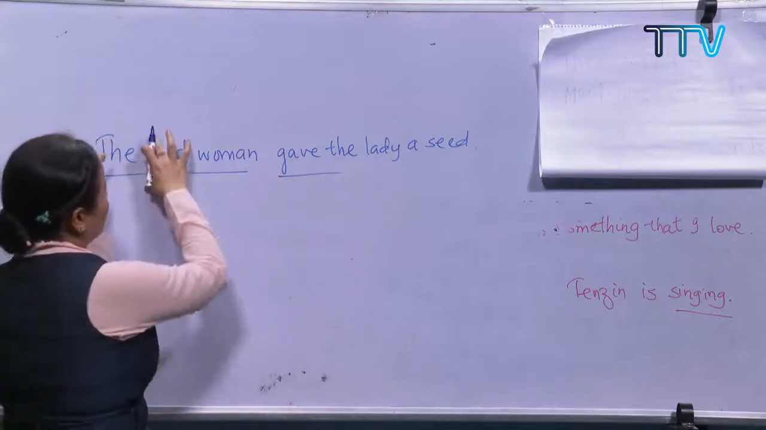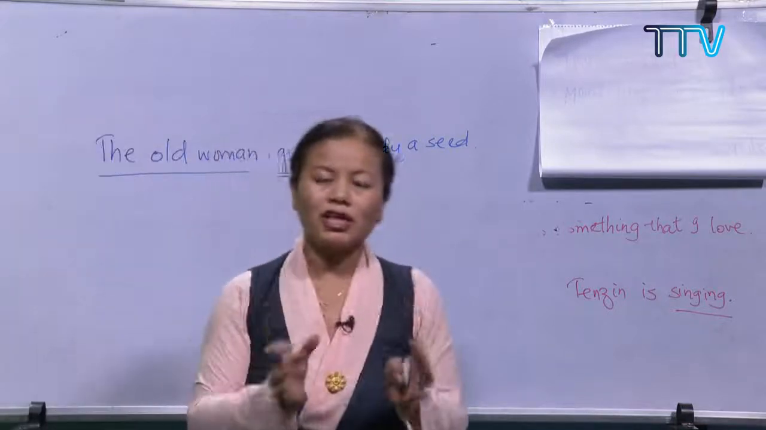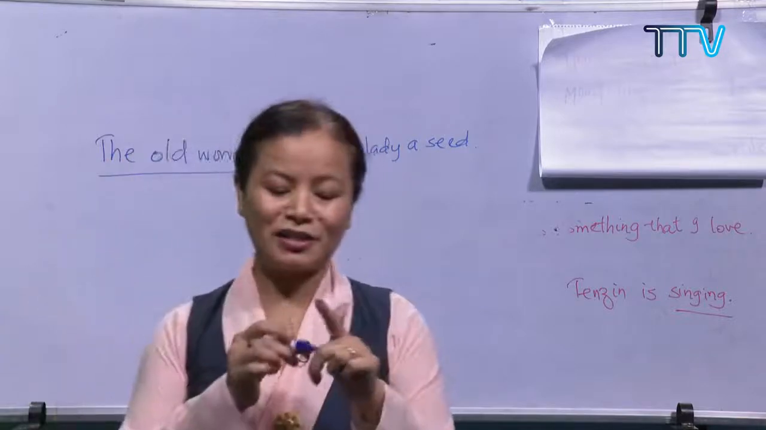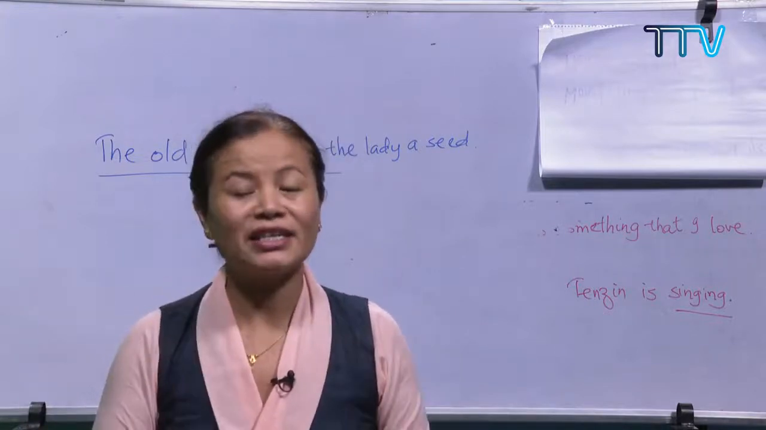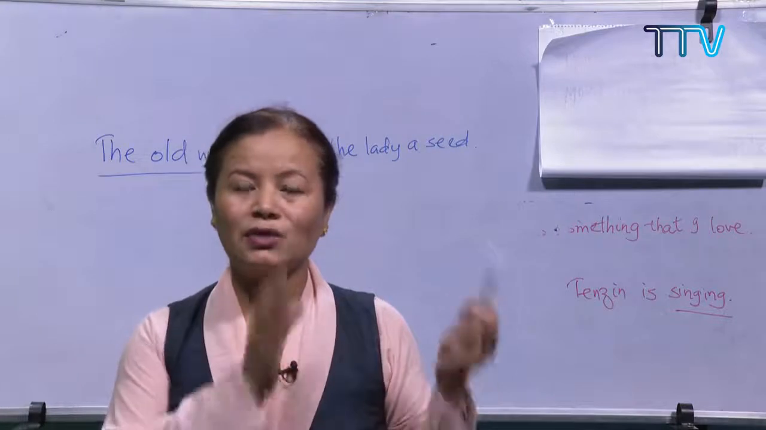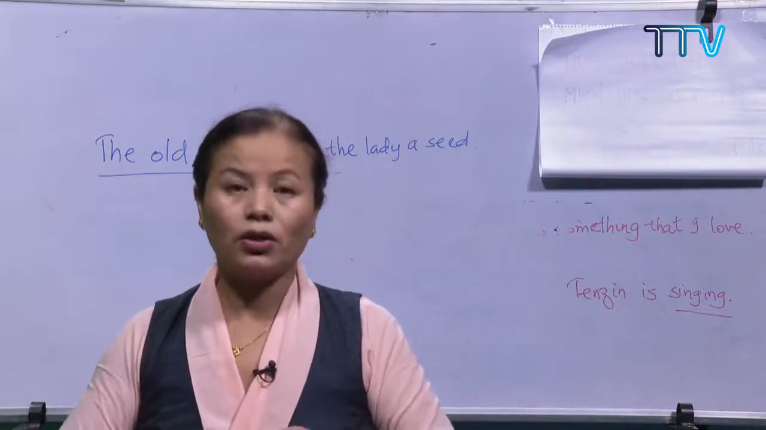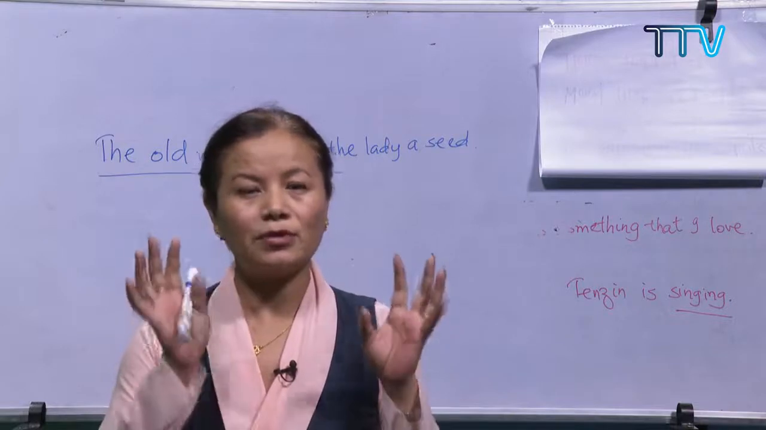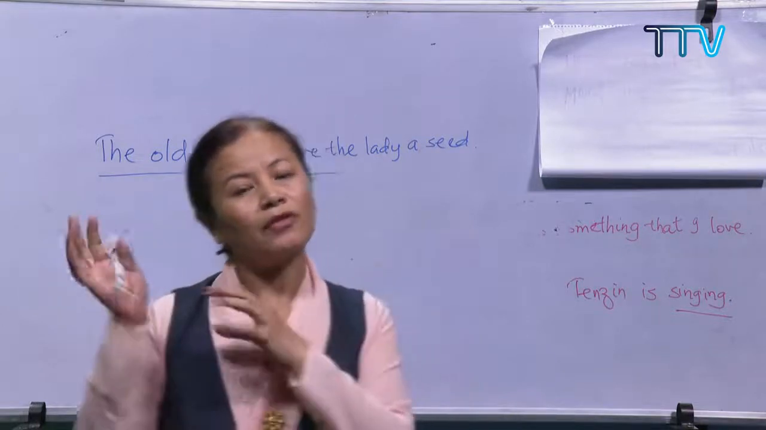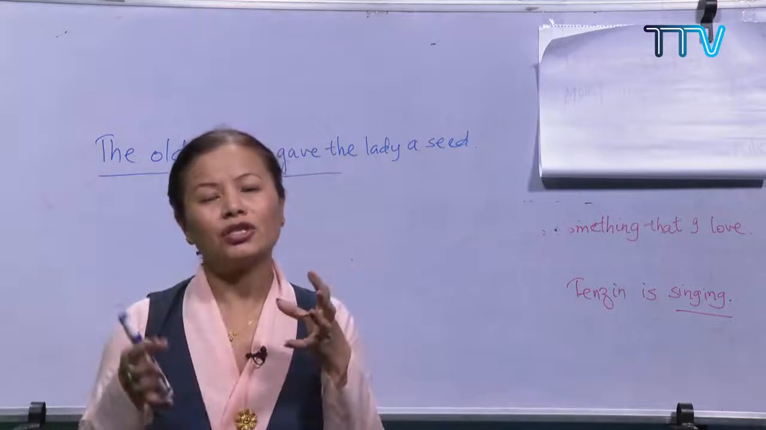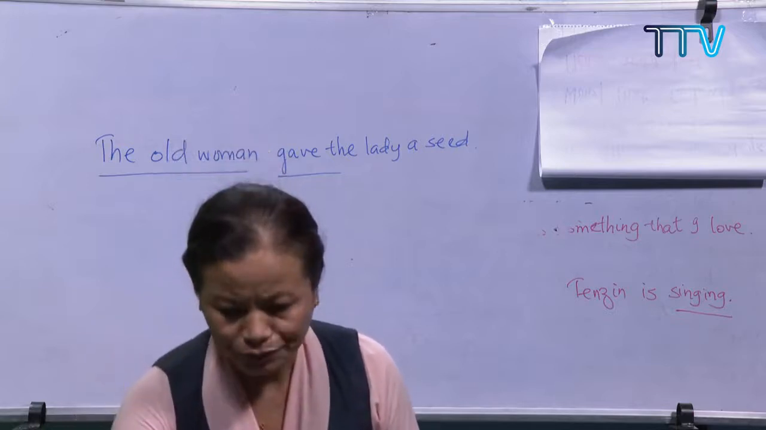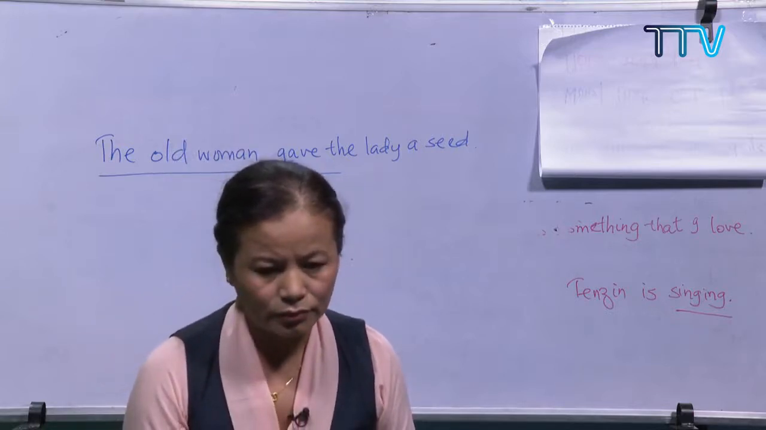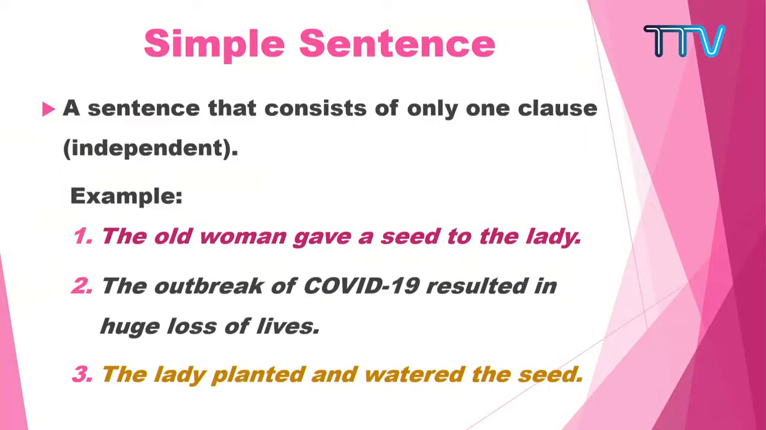So, a simple sentence can be short, it can be long. Okay, a simple sentence, as the word suggests, doesn't mean that all the time it has to be short. A simple sentence can be long, provided there's one subject, one verb. So you just need to identify the different types of sentences based on the number of clauses or the kind of conjunction used or not. You will learn about this in detail in our later sessions. Okay, so the lady planted and watered the seed.